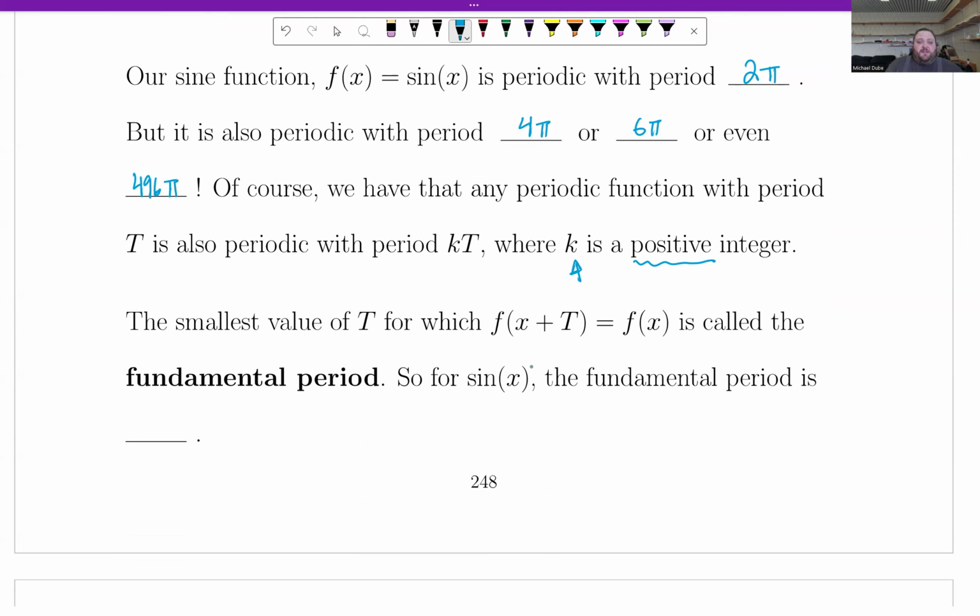The smallest value of T for which f of x plus T equals f of x is called the fundamental period. So that's our smallest T value that we can find where this property holds. And for our sine and cosine functions, the fundamental period is 2 pi.